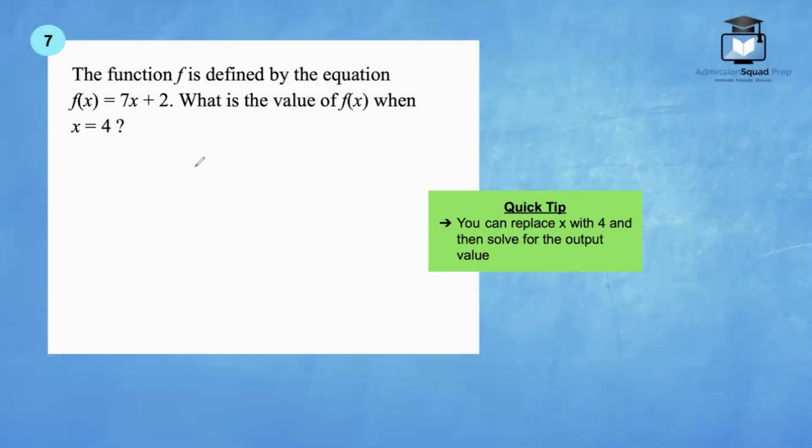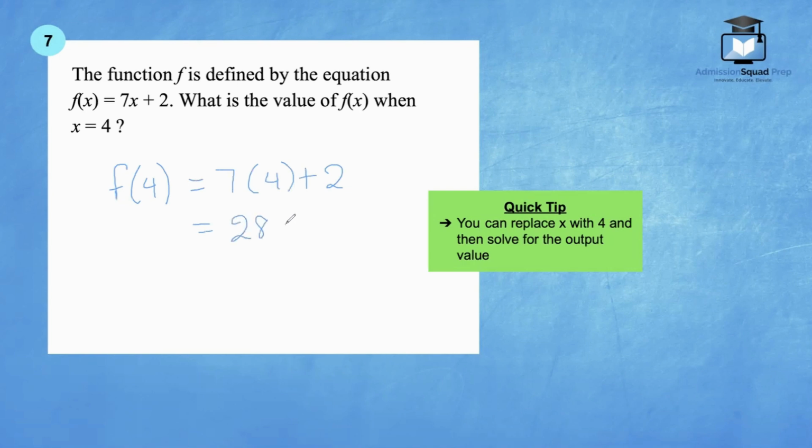The function f is defined by the equation f of x equals 7x plus 2. What is the value of f of x when x equals 4? Since x is our input, we can go ahead and evaluate f of 4, which means we will have 7 times 4 plus 2. 7 times 4 is 28, plus 2 is 30. So f of 4 equals 30.